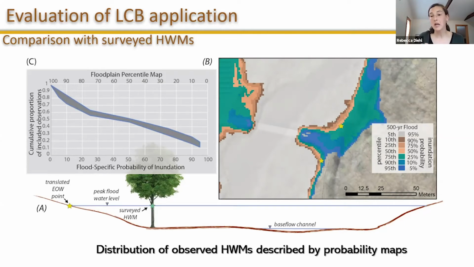What we did is compare the distribution of these to the probability map, the distributed probabilities of where these flood events are likely to be based on our modeling. And what we found here is this cumulative curve that describes the distribution. Generally, we found good agreement in the sense that the distribution of probabilities describes well the distribution of these observed high water marks.